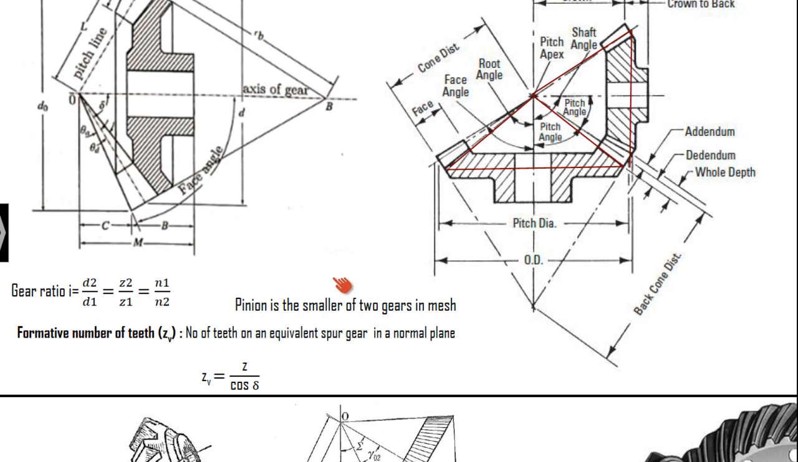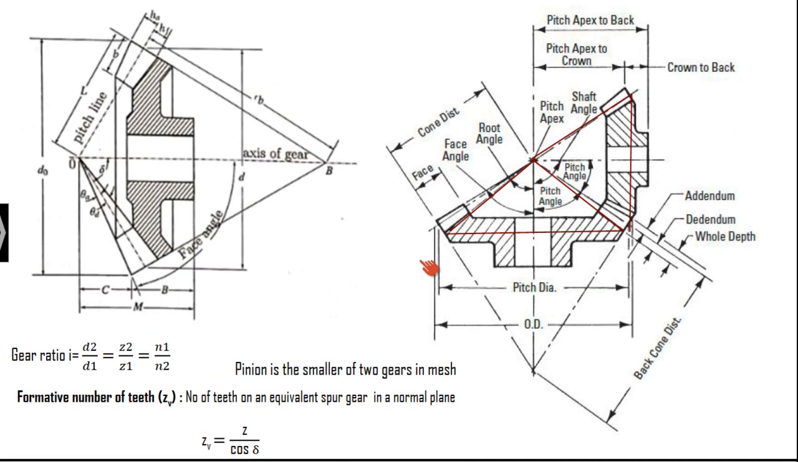Now we have to define an equivalent spur gear for the design, and that equivalent spur gear will have a formative number of teeth equal to ZB, and the equation that we will be using is Z by cos delta. This is the basic equation that we are going to deal with, and obviously the gear ratio does not change for any gear, even if you consider the spur gear, helical gear, or bevel gear, everything, the gear ratio remains the same, d2 by d1, z2 by z1, n1 by n2. Okay.